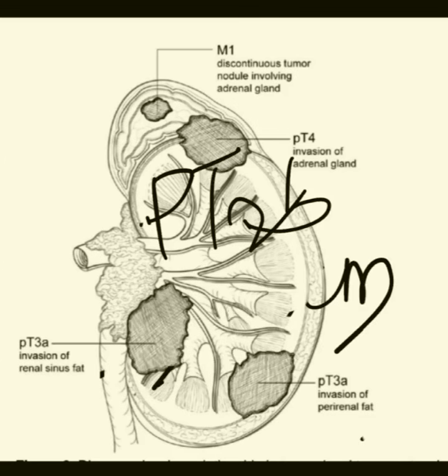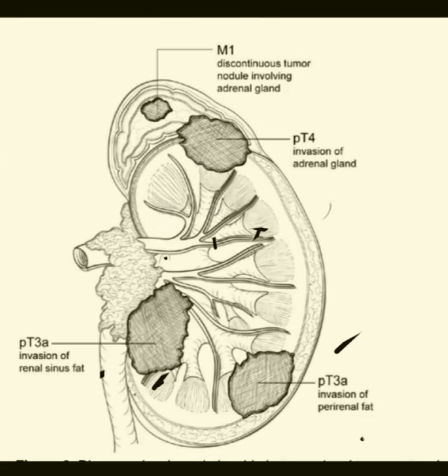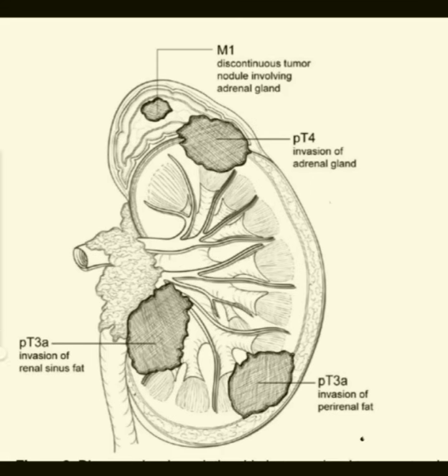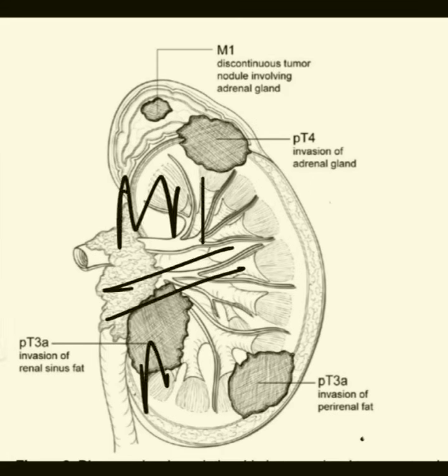Now, when do we call it N1 and N2? So N1 is when the local lymph node is involved, we call it N1. If it is not involved, we call it N0. We have M1 and M0 when there is presence of distant metastasis and no distant metastasis respectively.